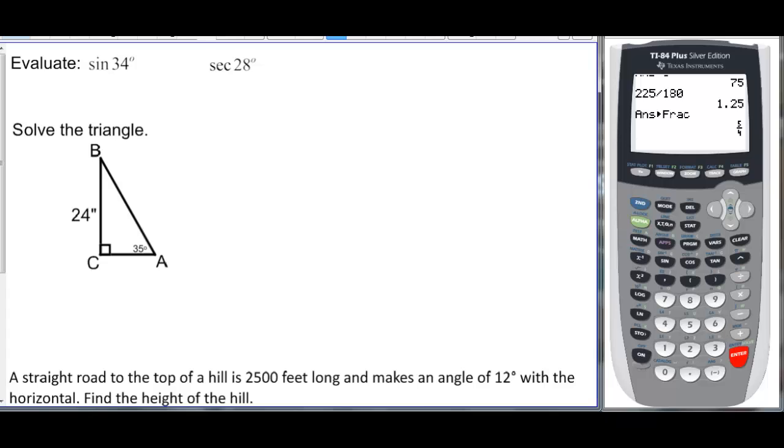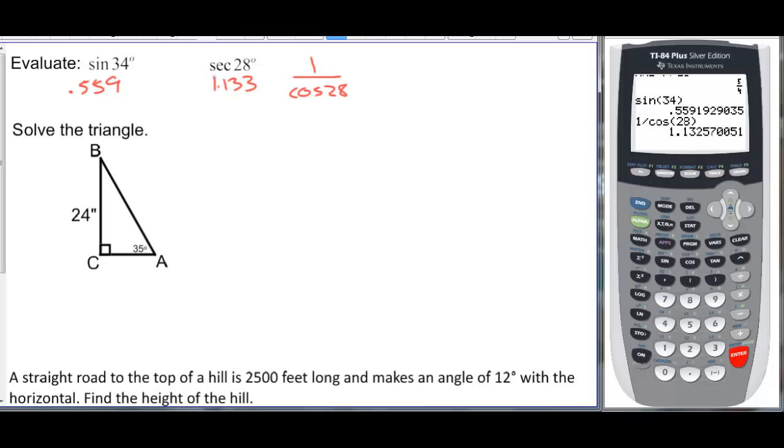Evaluate sine of 34. This is just to make sure you put your calculator in degrees, because now I'm going to hit one of these 3 buttons: sine, cosine, or tangent. I'm going to hit the sine. Sine of 34, the value is 0.559. So can you use your calculator? Now, we don't have a secant, cosecant, or cotangent button, but we don't need one. Secant is the reciprocal of cosine, so we have 1 divided by cosine of 28, which is 1.133. That's what you need to do for that one.